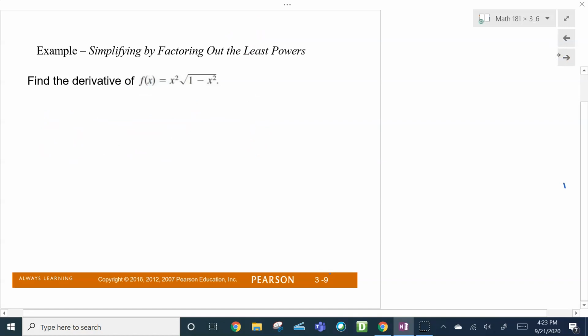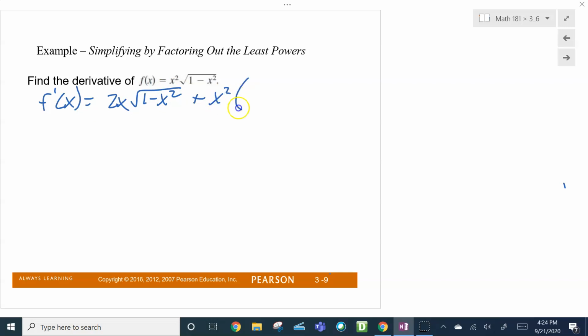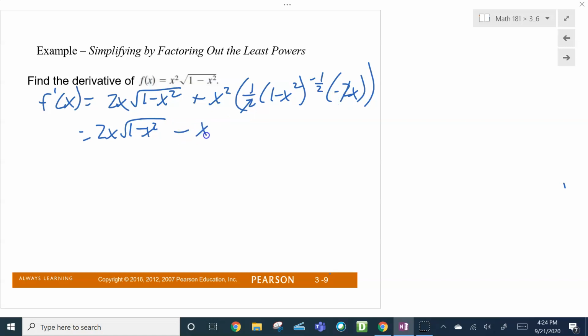Alright, how about x squared times the square root of 1 minus x squared? We run this derivative, so we've got the derivative of the first times the second plus the first times the derivative of the second. Remember, this is the square root of 1 minus x squared, so it's 1 minus x squared to the 1/2. So we've got 1/2 times 1 minus x squared to the negative 1/2 times negative 2x, the derivative of the inside there. So we've got 2x times the square root of 1 minus x squared, and then those 2's cancel right there. So I got negative x cubed over the square root of 1 minus x squared.